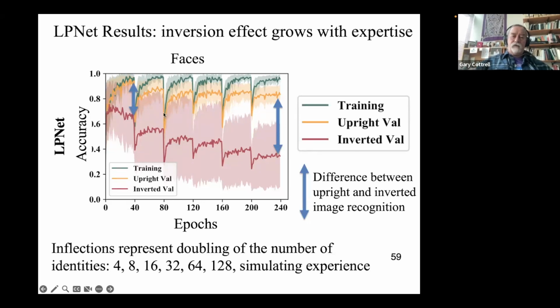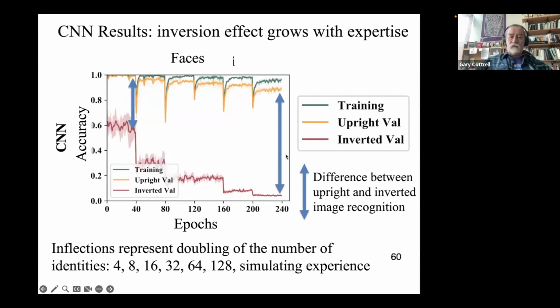But as we learn more and more faces, so then 8, then 16, then 32, 64, and 128, the inversion effect gets bigger and bigger. And the same thing happens with the CNN. The inversion effect gets bigger as we train it on more faces.